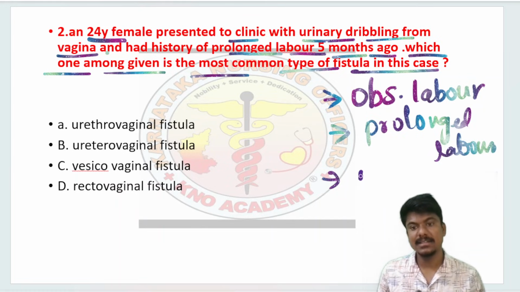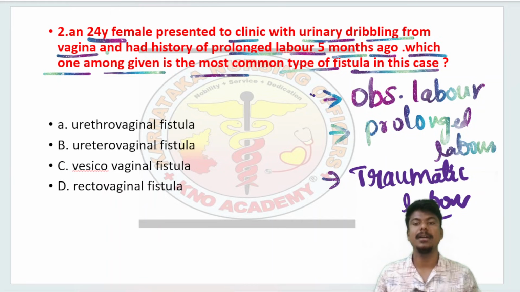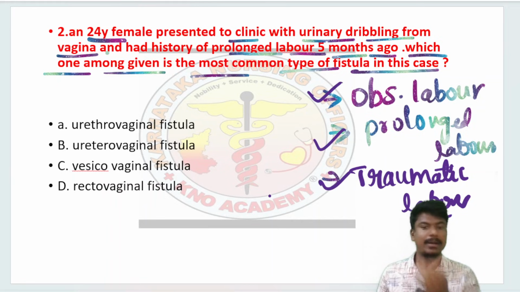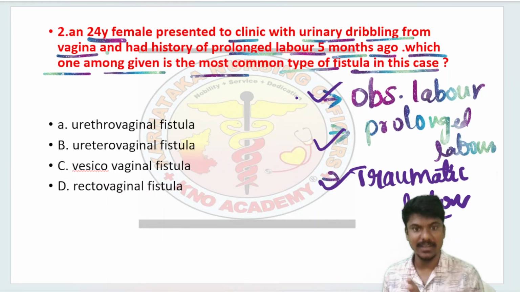So you can say it's a traumatic labor, obstructive labor, all the same, due to prolonged labor, obstructed labor, or a traumatic labor. Which is the most common genitourinary fistula seen in this case? This is your question.